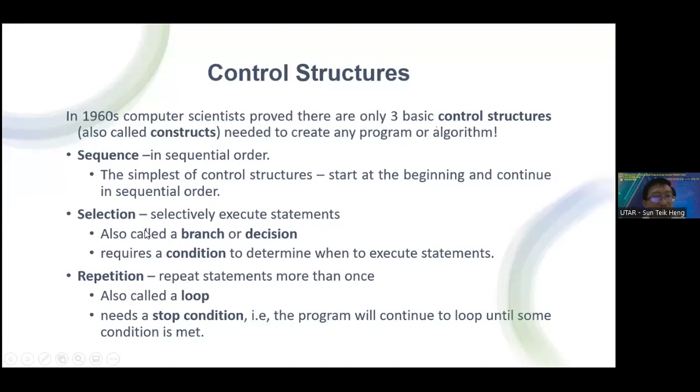Then you come to selection, where you select. You have to make a decision. Like the example just now, when you come to the traffic light, you make a decision, a selection, whether you want to press on the pedal or you want to press on the brake. That depends on the color of the traffic light. Is it red or is it green?